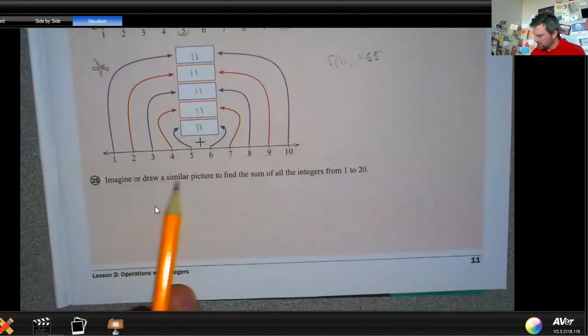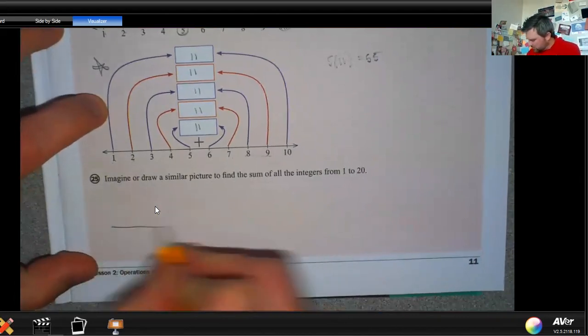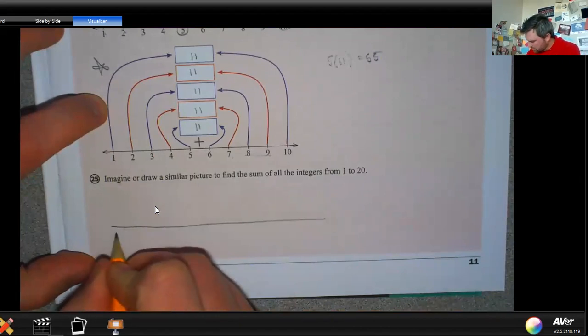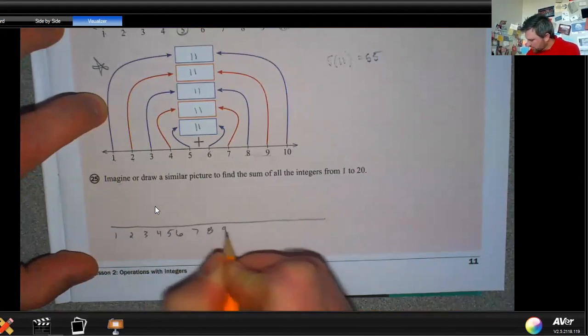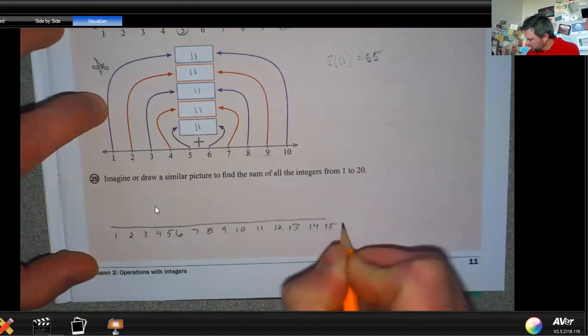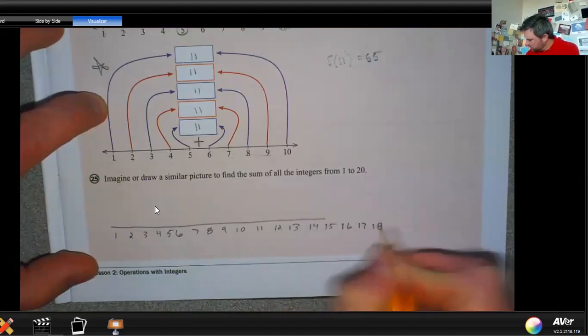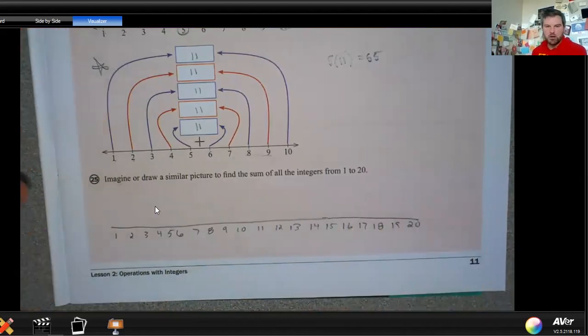Imagine or draw a similar picture to find the sum of all integers between 1 and 20. So we're going to use this second method here. If I have the numbers 1 through 20, so 1, 2, 4, 5, 6, 7, 8, 9, 10, 11, 12, 13, 14. And you certainly don't have to write all these integers up. You could split it up and just figure out how many made a pair.